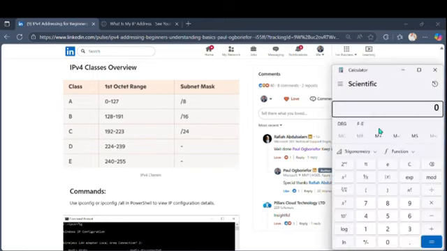So for class B now, for example, we have 2 raised to the power of 16. These are the number of available IP addresses you can create, right? If you now say, okay, you have created the network, it is one. You now want to segment it and put it into subnets.